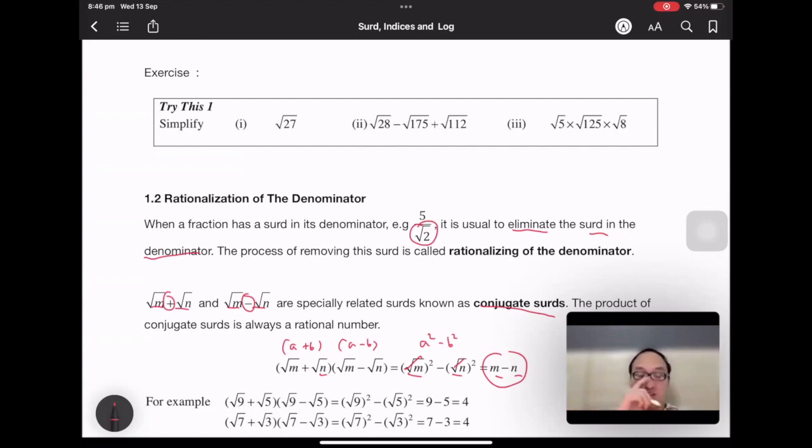For example, square root of 9 plus square root of 5 times square root of 9 minus square root of 5 will become 9 minus 5, because of the square root of 9 squared minus square root of 5 squared, and this equals 4. Another example, root of 7 plus root of 3 times root of 7 minus root of 3 will equal 7 minus 3 equals 4.